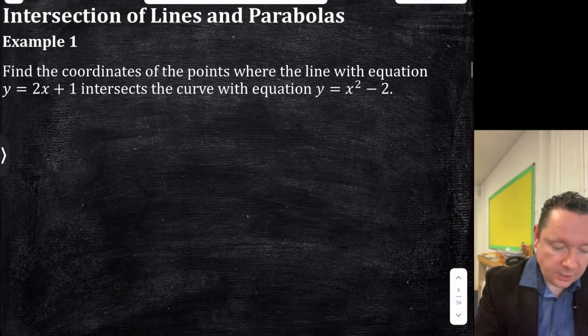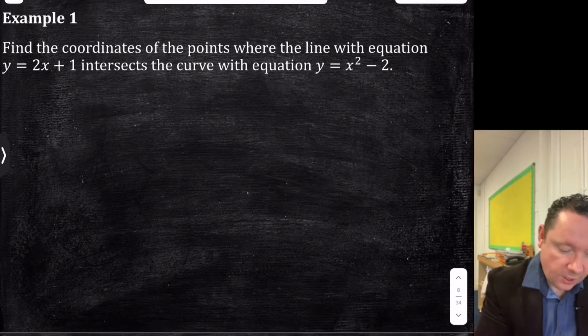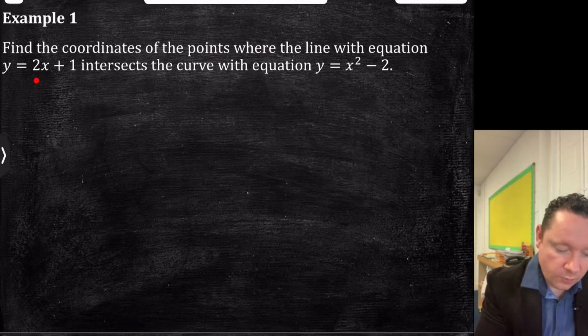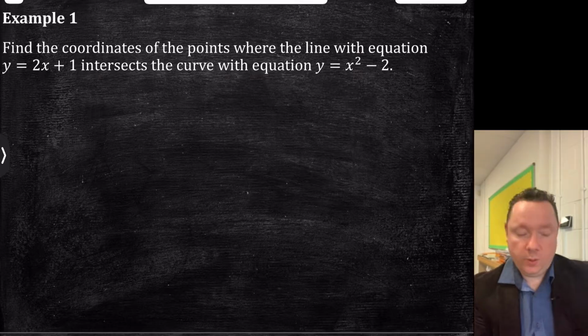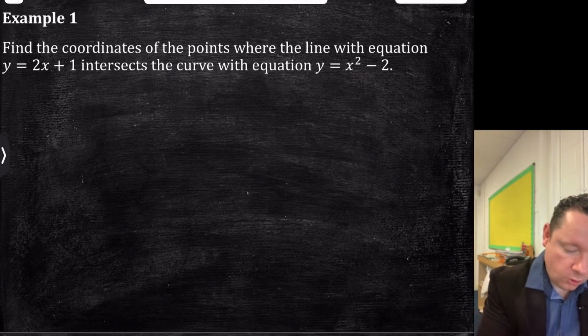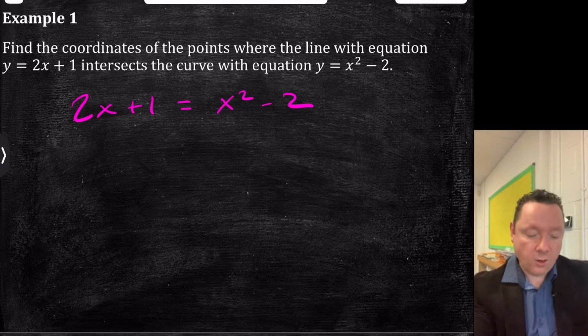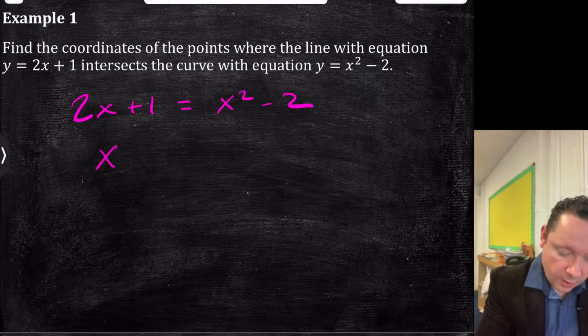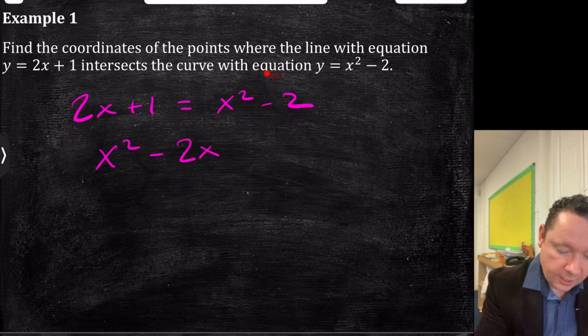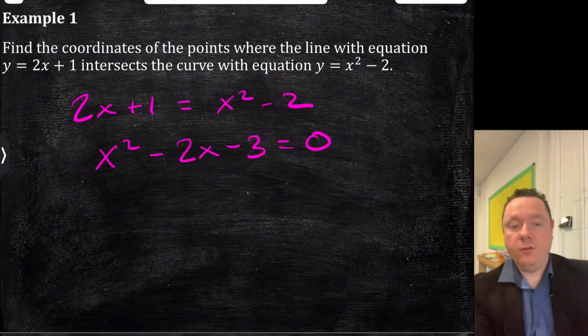Example 1, intersection of lines and parabolas, says find the coordinates of the points where the line with equation y equals 2x plus 1 intersects the curve with equation y equals x squared minus 2. So we've got two equations with a y and a y, so we can just set them equal to each other. 2x plus 1 equals x squared minus 2, and solve that quadratic. So we've got x squared minus 2x, then minus 2 take away 1 is minus 3, equals 0, taking everything to the same side.